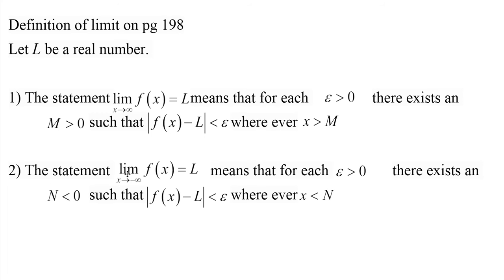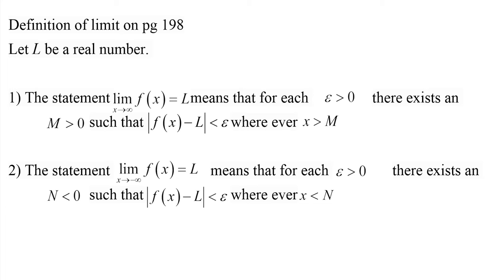And the limit of f of x as x goes to negative infinity equals L means that for each epsilon greater than 0, there exists an N less than 0, such that the absolute value of the difference between f of x and L is less than epsilon wherever x is less than N. Now I know that seems pretty bizarre, and this epsilon always tends to throw people off.